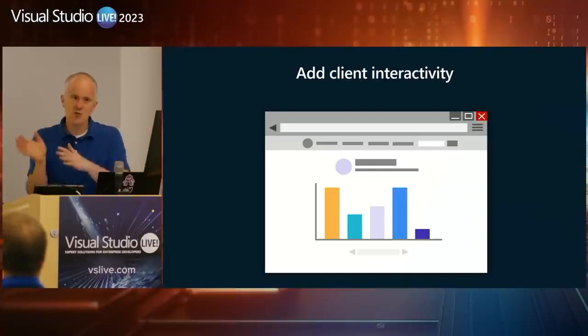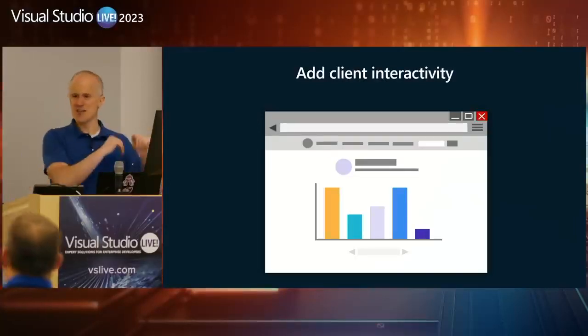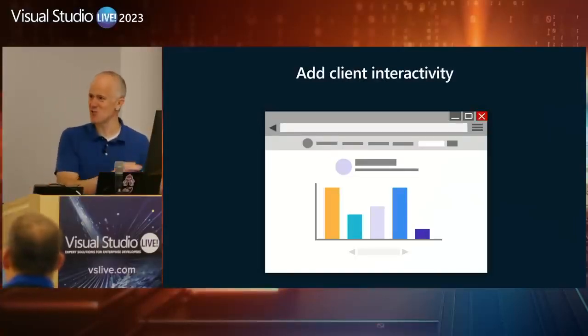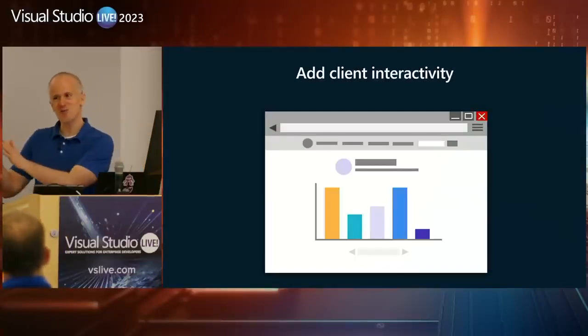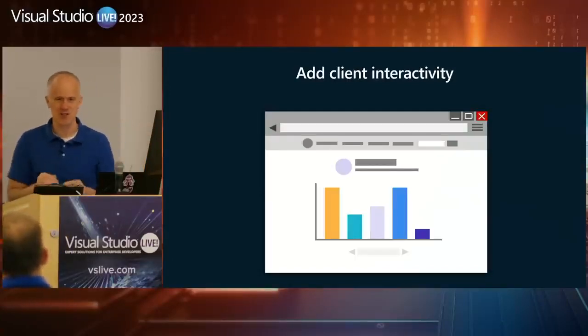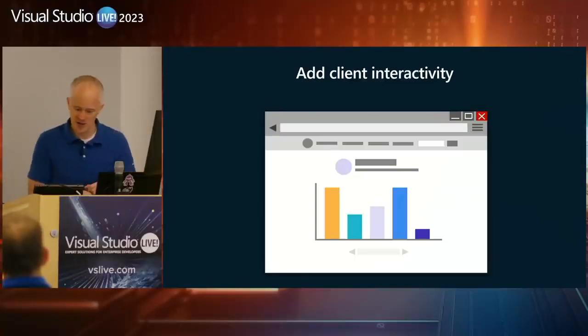Today, choosing between those two models is typically an upfront choice. Like you decide, I'm going to be a Blazor Server developer. I'm building a Blazor Server app. I'm going to pick the Blazor Server template, and that's what I'm going with. Or I'm going to build a Blazor WebAssembly app. That's what I'm going with for this particular application. And you typically are today choosing that for the entire application.